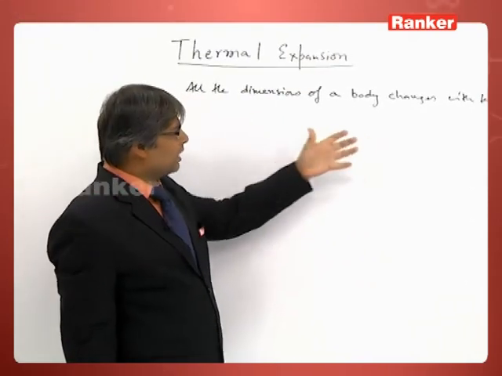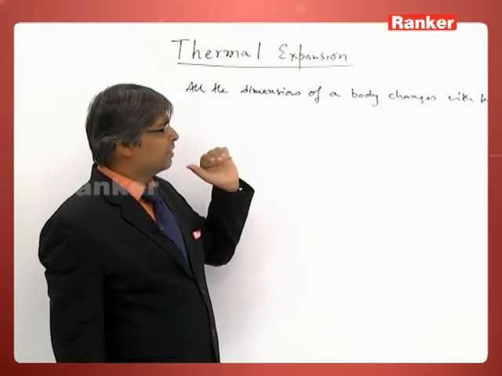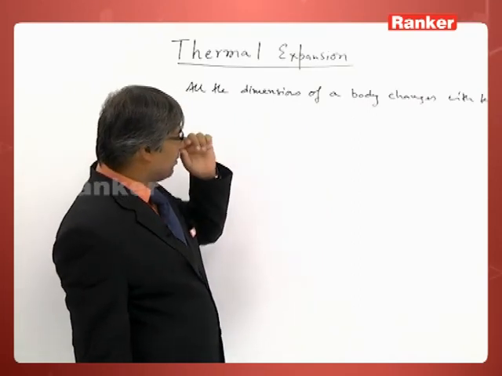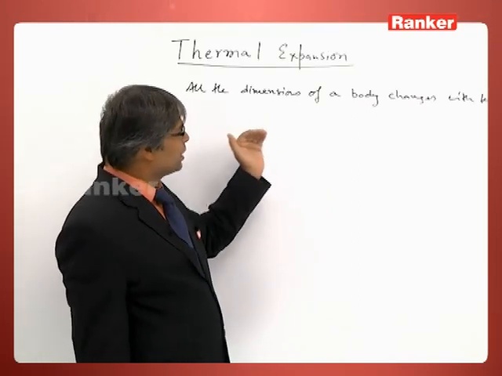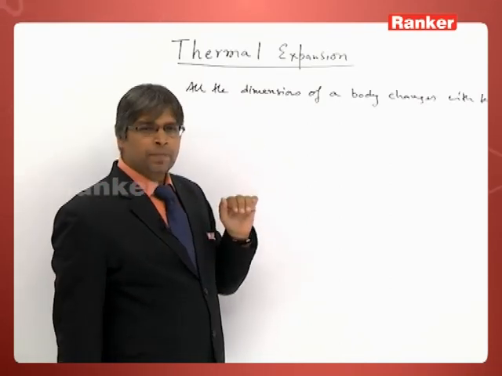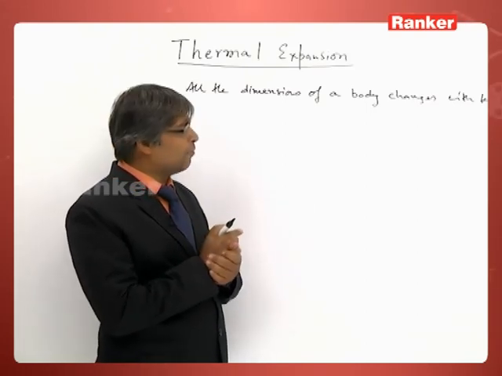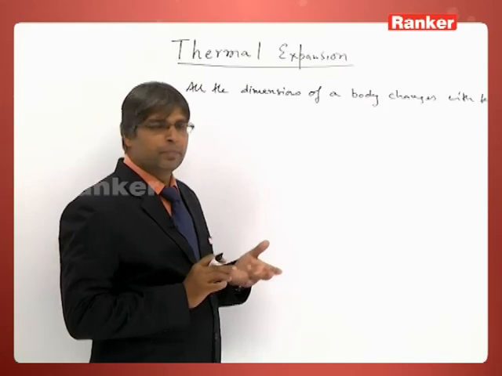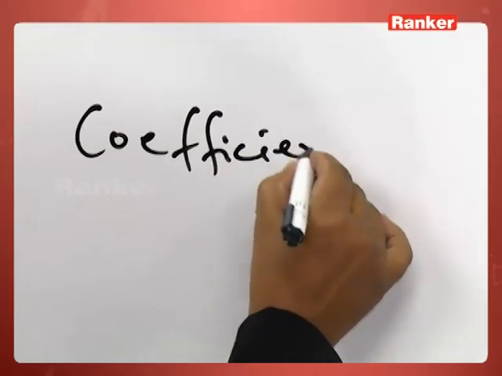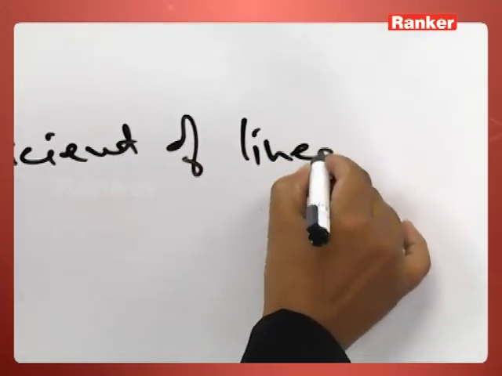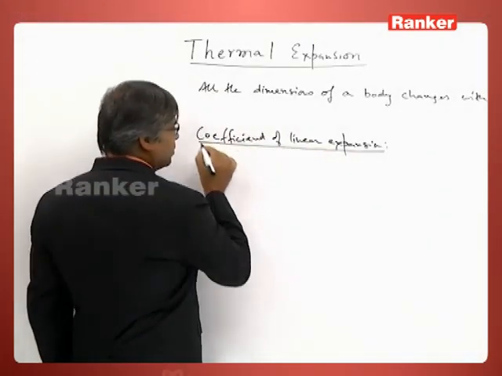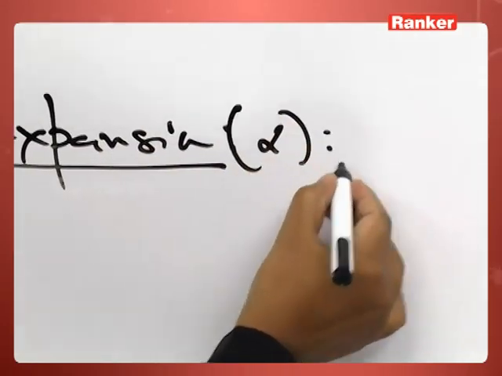Now, there are different types of bodies which react differently with temperature. Some expand more, some less. So, we can define some quantities, that is the coefficient of linear expansion, volume expansion and all such things. First let us see how the linear dimension of a body is affected by the rise in temperature. That is what we will call the coefficient of linear expansion. We will denote this as alpha.